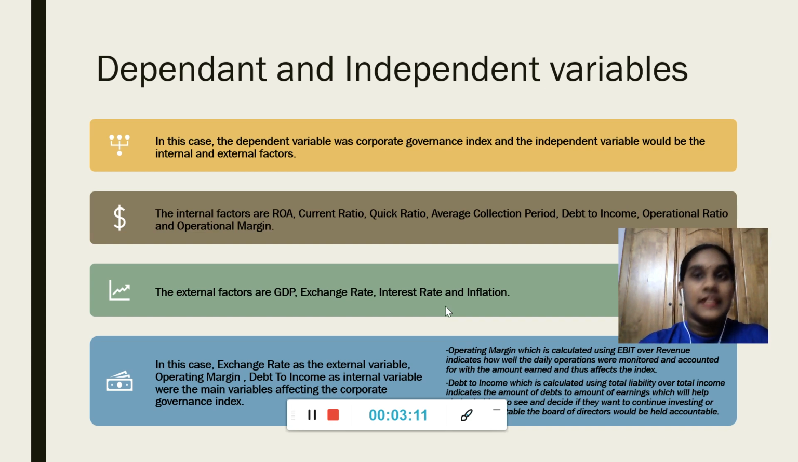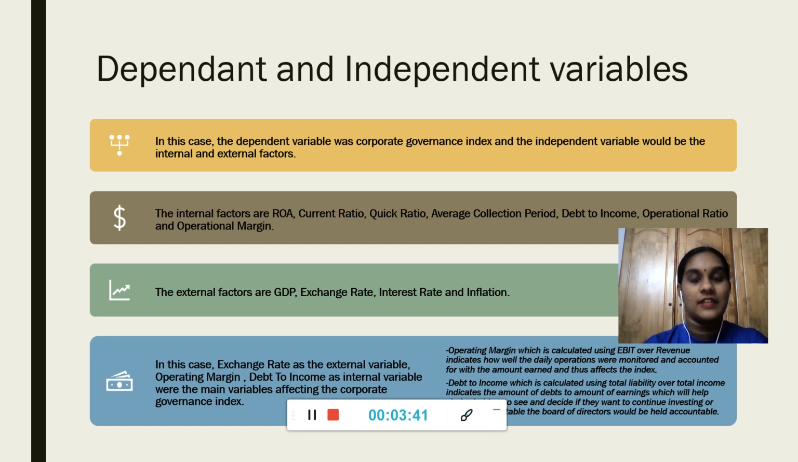The dependent and independent variables in my case. In this case, the dependent variable was corporate governance index, and the independent variables would be the internal and external factors. The internal factors are ROA, current ratio, quick ratio, average collection period, debt to income, operational ratio, and operational margin. The external factors are GDP, inflation, exchange rate, and interest rate. In this case, exchange rate as the external variable, and operating margin and debt to income as the internal variables were the main variables affecting the corporate governance index.